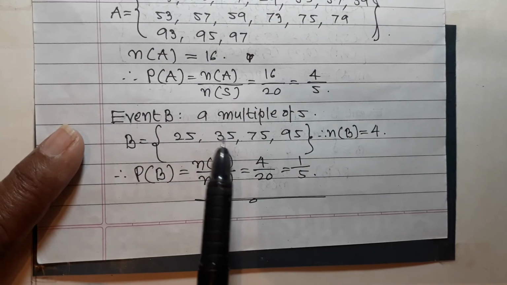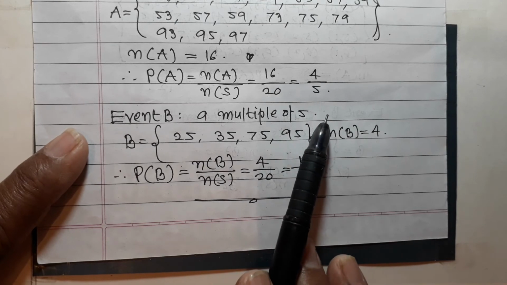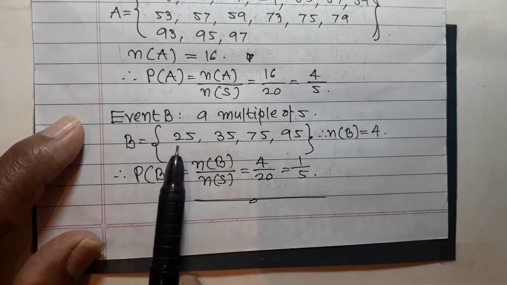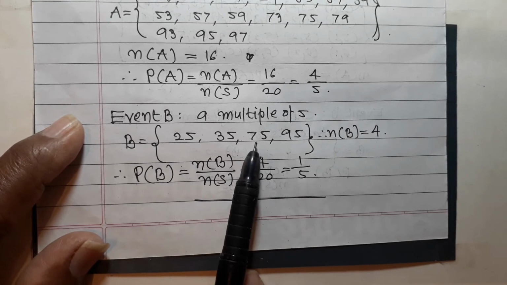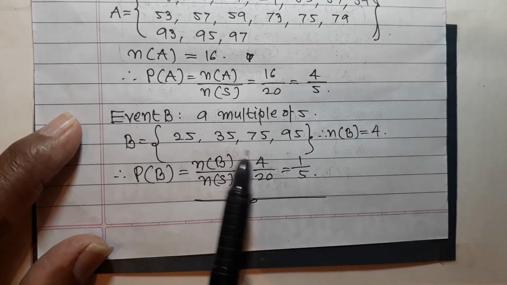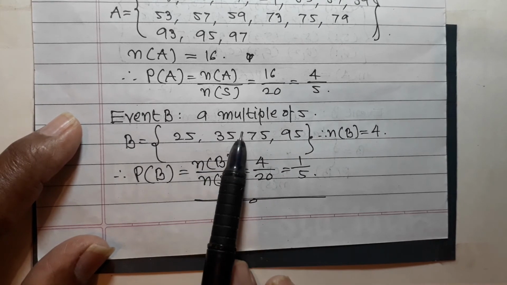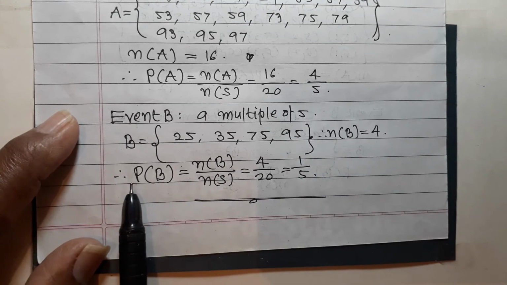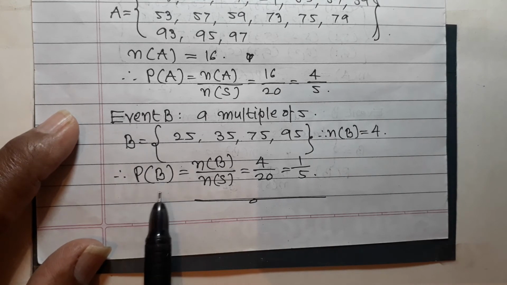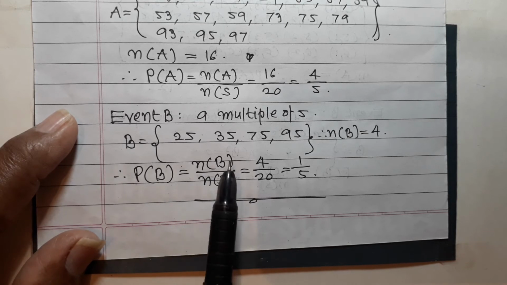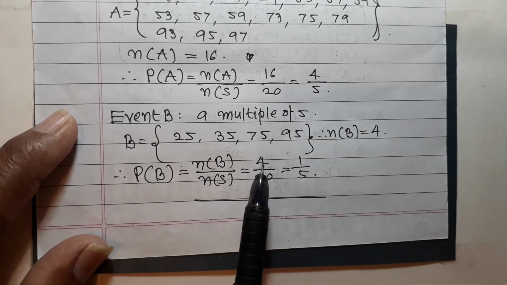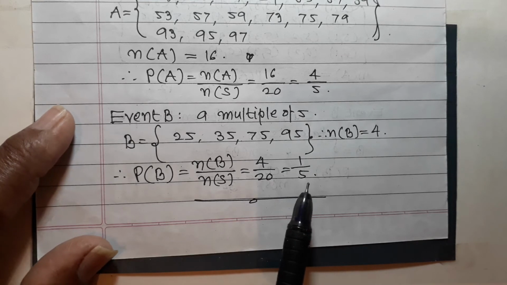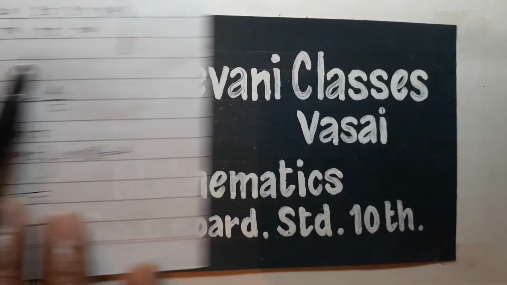Event B, a multiple of 5. So favorable outcomes, write down 25, 35, 75, 95. In all there are 4 favorable outcomes, and therefore n of B is equal to 4, and therefore the probability of event B is equal to n of B upon n of S, which is 4 upon 20, equal to 1 upon 5.